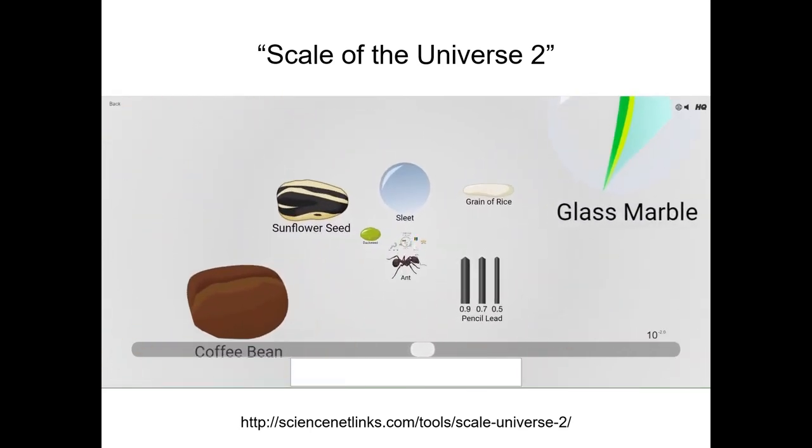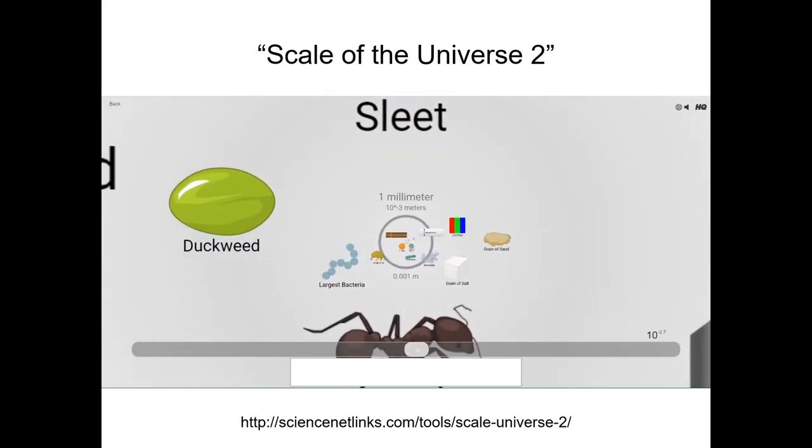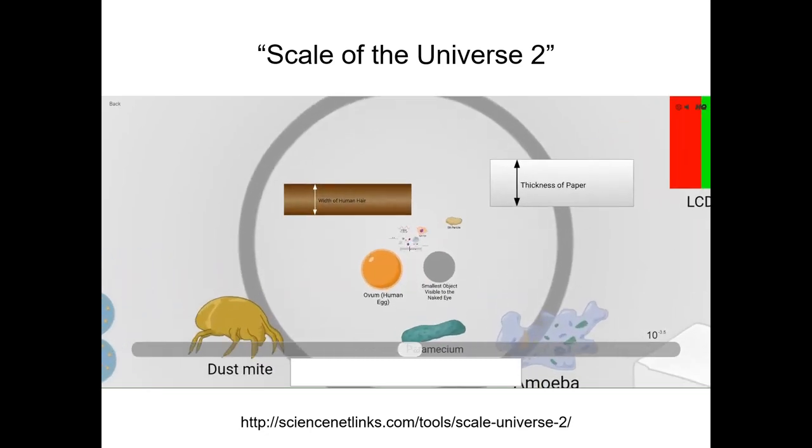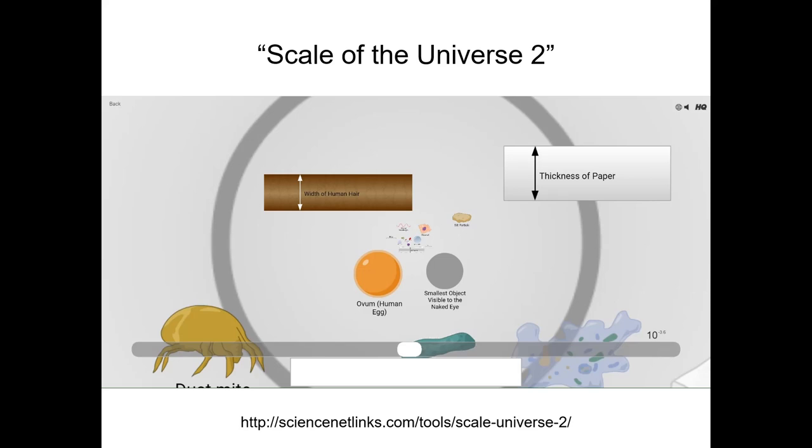We'll zoom in further and we get down to objects like ants and sleet and so on, and things that we can still see with the naked eye. Now we're down to a circle that has a diameter of 1 millimeter, so 1 × 10⁻³ meters. Remember, a millimeter is 1/1000th of a meter. We're getting close to the smallest things that you can see with your eye. And you can see that in the little circle. An ovum, a human egg cell, is the largest cell in the human body, and it's just visible to the naked eye. You can see the width of a human hair as well. You can just make that out with your eye, although it's kind of difficult to focus on.